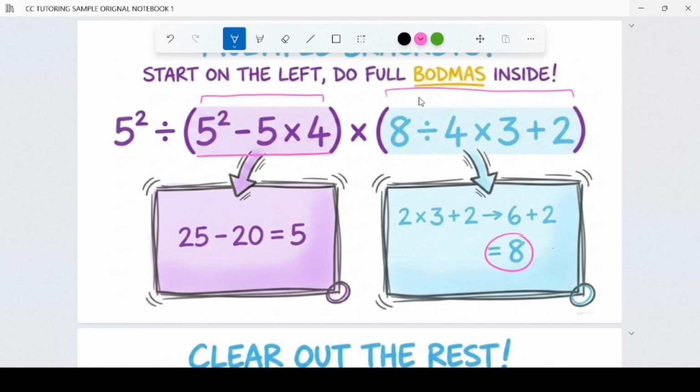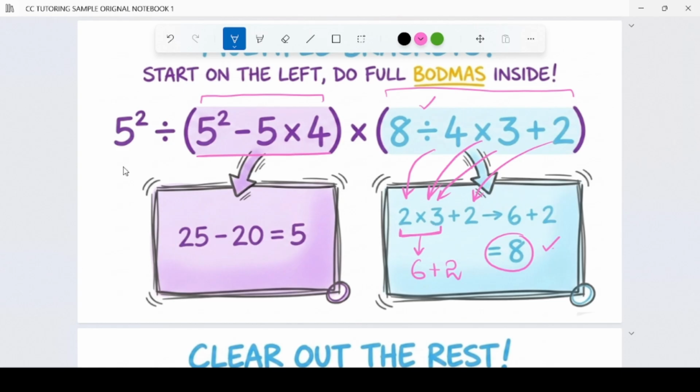Because I know according to BODMAS, division first: 8 divided by 4, that is 2, multiply as it is, 3 as it is. Now plus 2 as it is. Now I'll multiply this, because according to BODMAS, multiplication comes first. So 3 into 2 is 6, plus 2. 6 plus 2 equals 8.